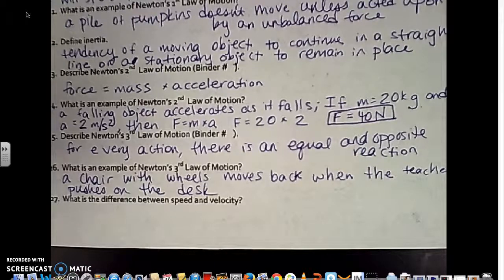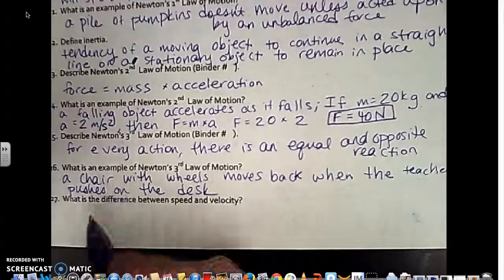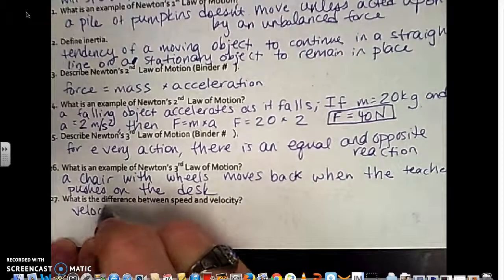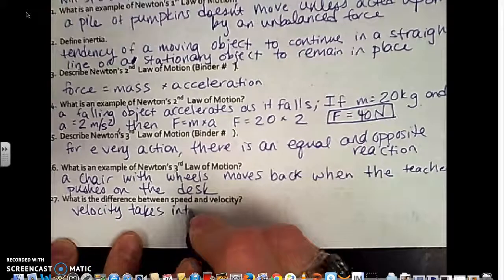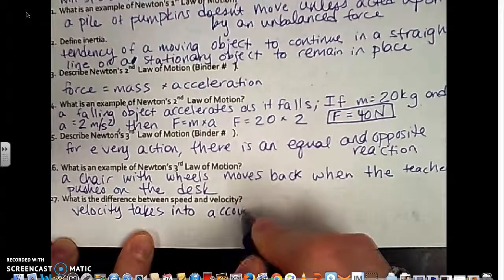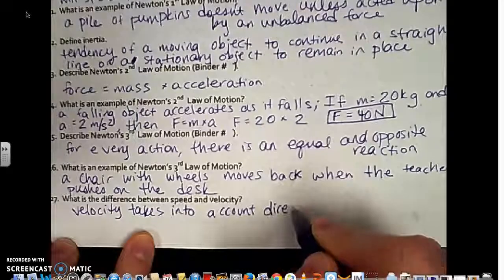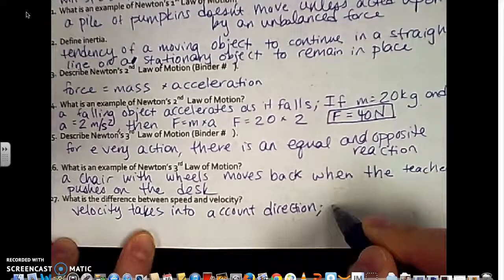All right, the difference between speed and velocity. Pretty sure I already went over this, and pretty sure you already know the answer. But just in case, the difference between speed and velocity? Velocity takes into account direction. Speed does not.